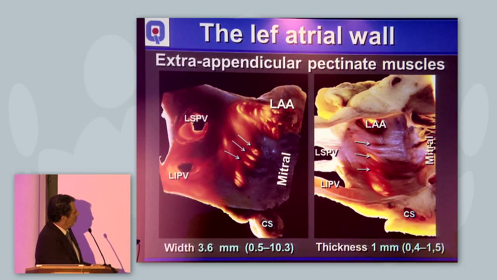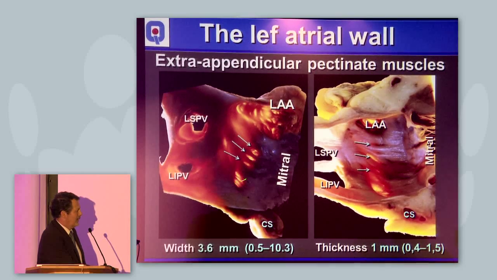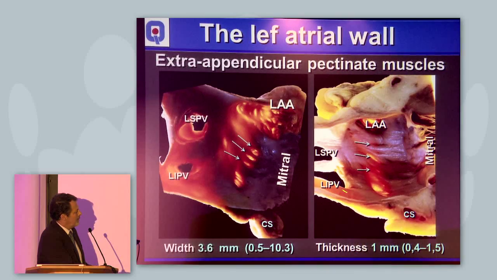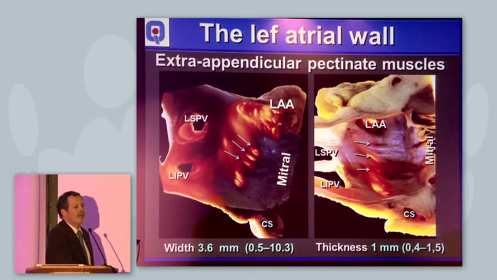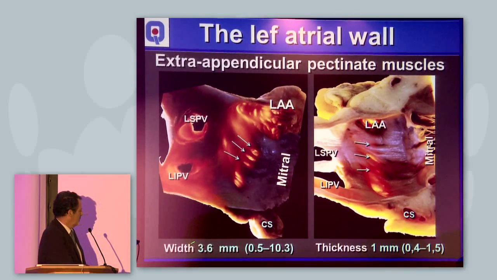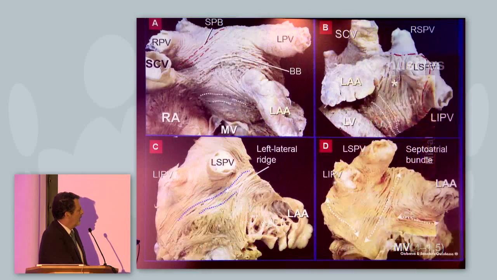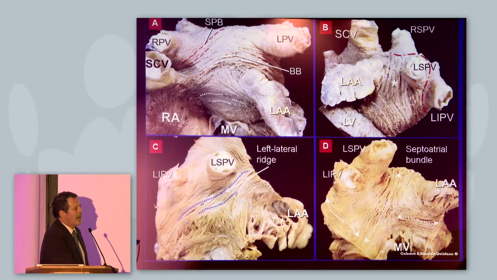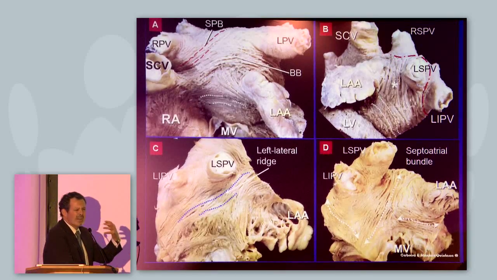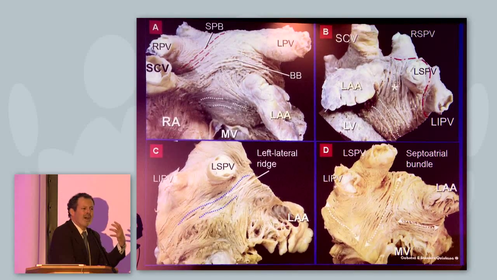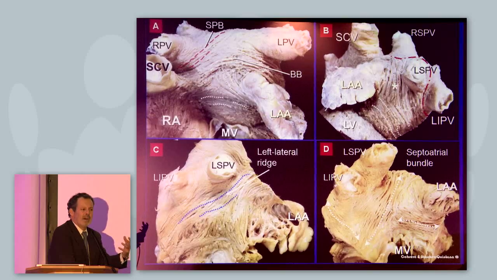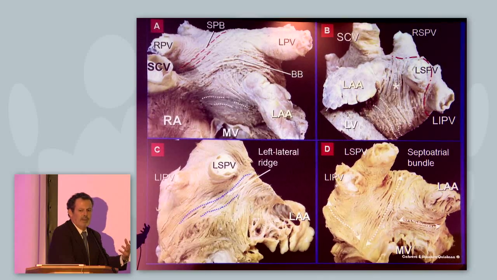Here, please note the presence of this extra-appendicular pectinate muscle. This is the left atrial appendage, the left superior, the left inferior, the mitral valve, and please note by transillumination the absence of muscle. We need to recognize this measurement, the thickness of this area, and the length of this area. What is, from a myocardial point of view, this area of the left atrial appendage orifice?